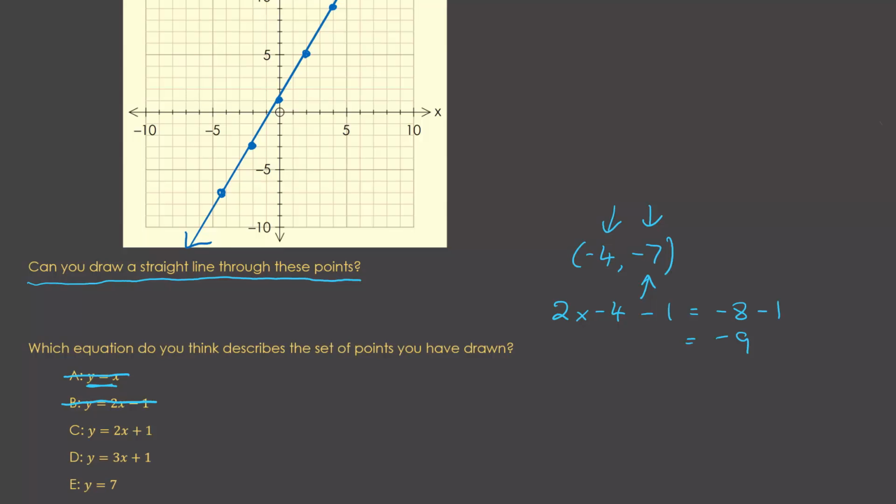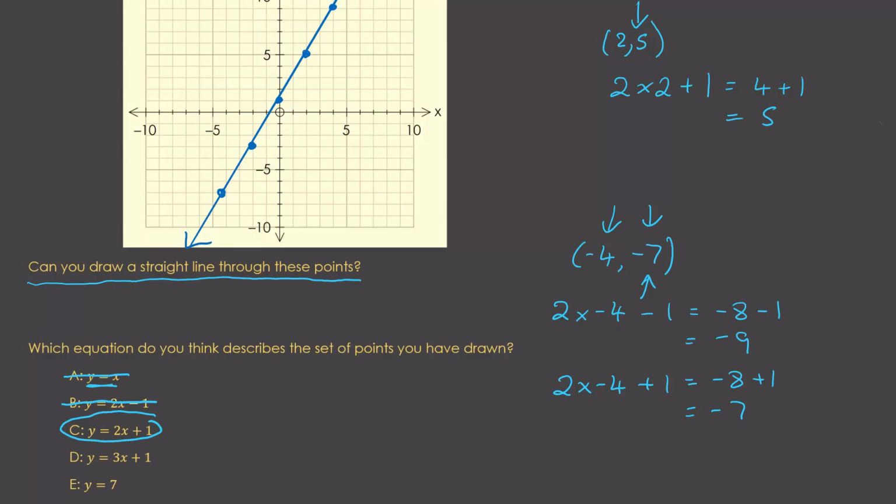The next one's y equals 2x plus 1. Well, that's going to work, isn't it? 2 times -4 add 1 would be -8 add 1, which is -7. So it works for that point, but does it work for another point, such as 2, 5? So we've got 2 times 2 add 1, 2 times x add 1. Well, that's going to be 4 add 1, which is 5, which is the correct y coordinate. So this one appears to work.